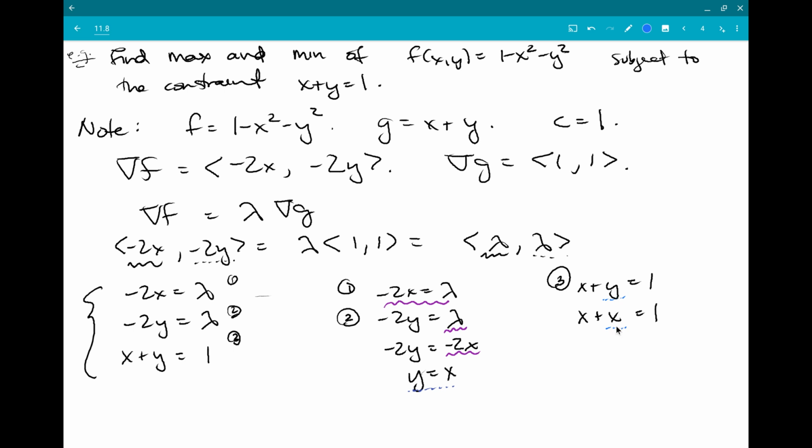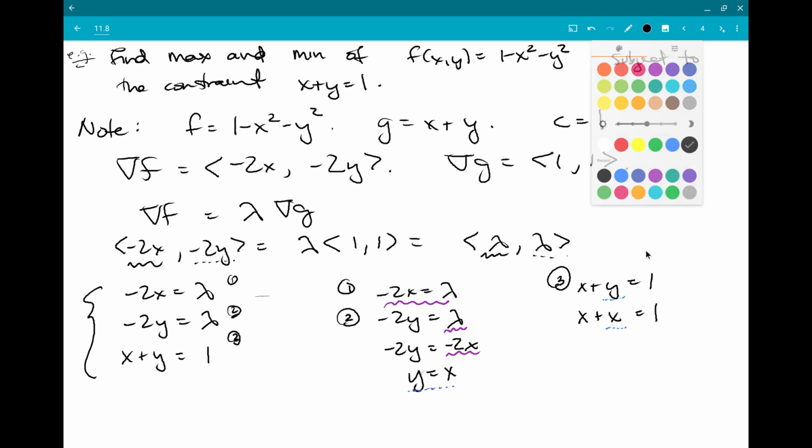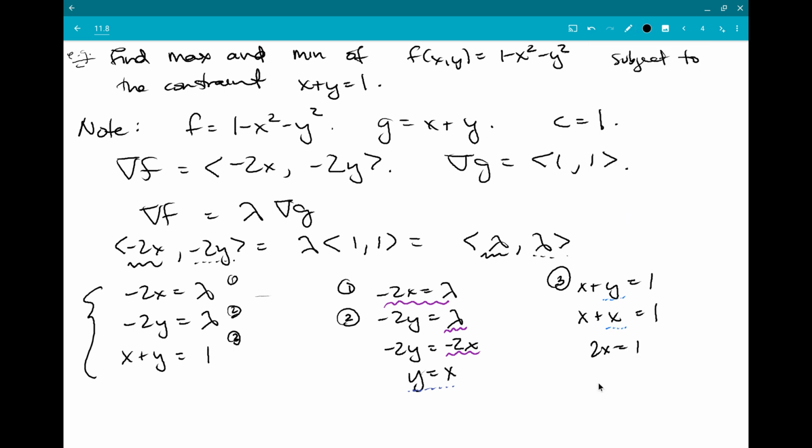So I replaced y with x. So I've got 2x is equal to 1, or x is equal to a half. If x is equal to a half, then I know that means y is equal to a half. Oh, y is equal to x is equal to a half.